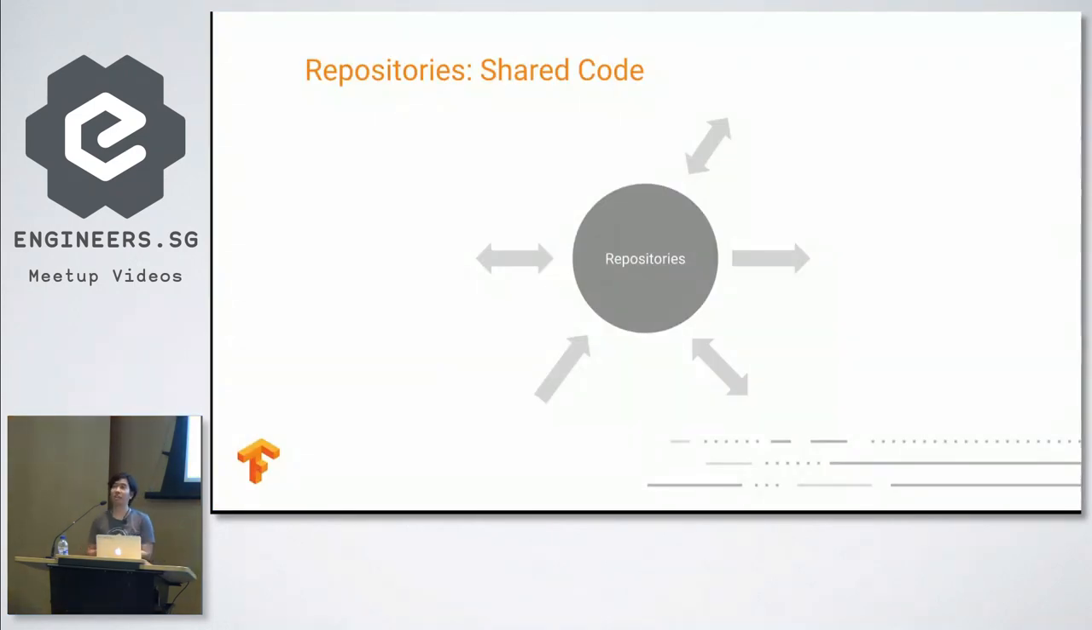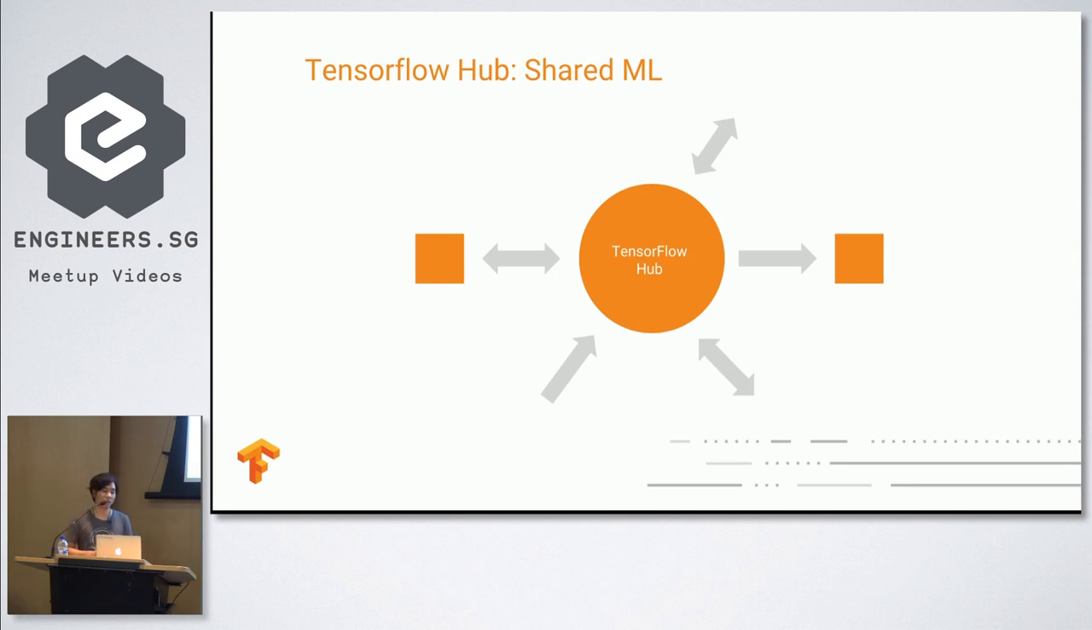Before we talk about TensorFlow Hub, let's talk about repositories in the software engineering world. Repositories allow you to create your code and share your code or reuse other people's code, right? So why don't we do the same with machine learning? That's why they created something called TensorFlow Hub, where you can build a machine learning model, share it, and also reuse other people's models.